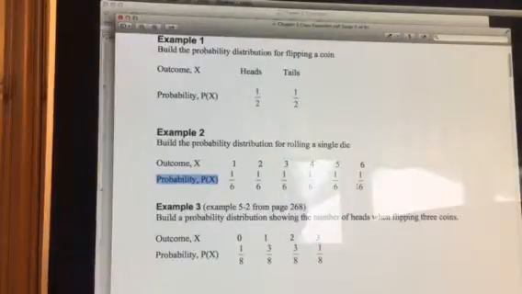Now, if you think about it, this will meet both requirements. Each of these probabilities is a valid probability. 1/6 is clearly between 0 and 1. If you don't like fractions and you immediately went to decimals here, you'd have 0.167. The second part then is if you sum these, you should get a total of 1.